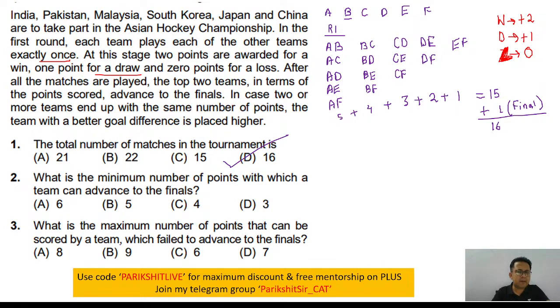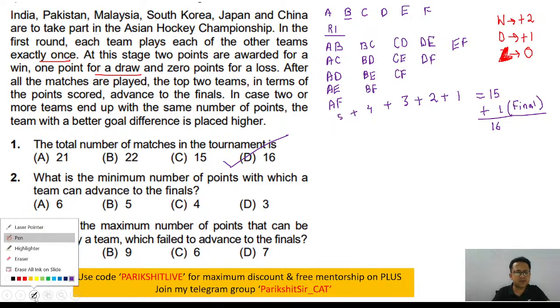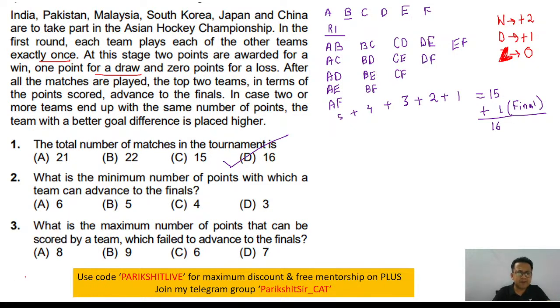What is the minimum number of points with which a team can advance to the finals? Now let's take a quick example. Let's say there is a match between India versus Pakistan. What are your possible outcomes? Think about it. Possible outcomes could be India wins, Pakistan loses. That's the most probable outcome, hopefully for us.